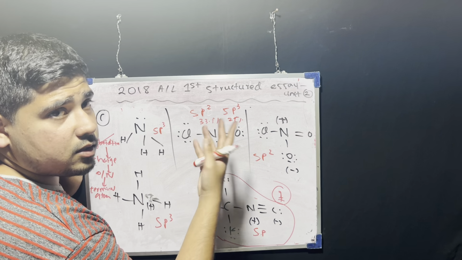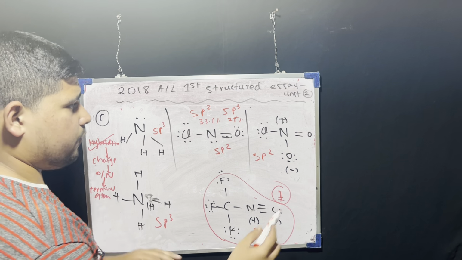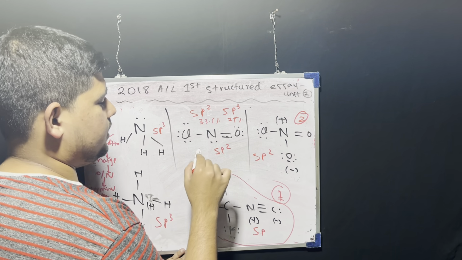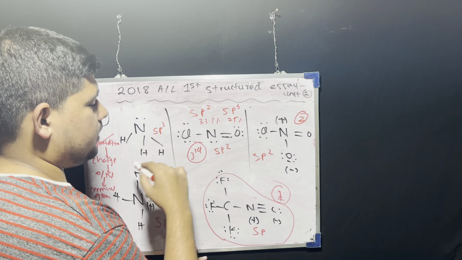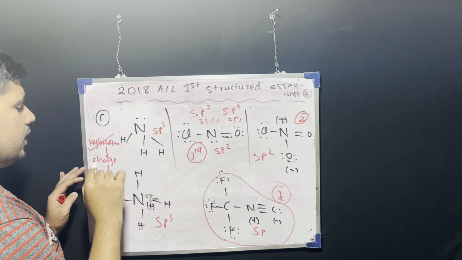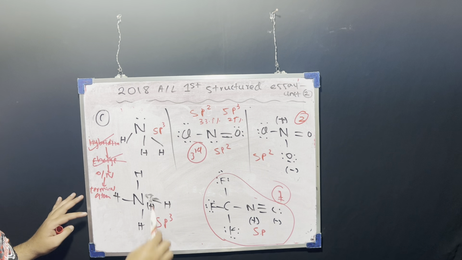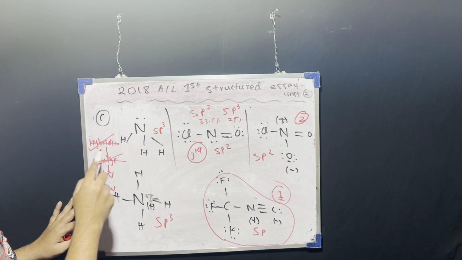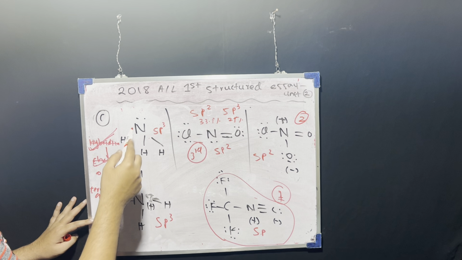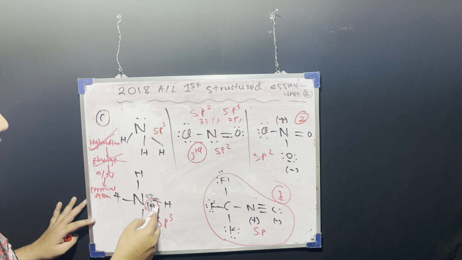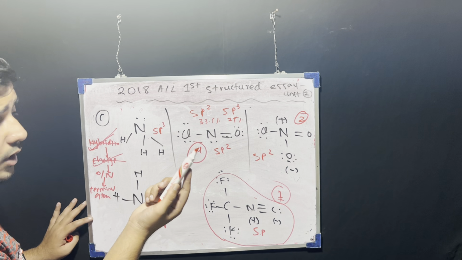Here, what is the charge? Zero charge. Therefore it is obvious this is the second one, this is the third one. So from this charge also, the game is done with these two. Now for these two, the hybridization is the same. We'll see the charge. You see it has a +1 charge. This has a 0 charge.